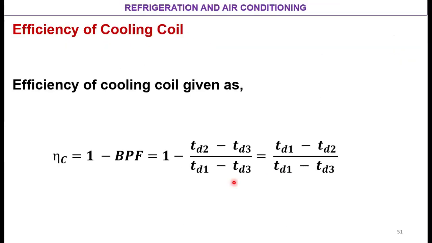On parallel lines, you can also write down the efficiency of the cooling coil, eta C. C stands for the cooling coil. So 1 minus bypass factor of the cooling coil, so 1 minus TD2 minus TD3 divided by TD1 minus TD3. Or after simplification, we can have it as TD1 minus TD2 divided by TD1 minus TD3. So you should remember the equations for bypass factor of heating and cooling coil and efficiency of heating and cooling coil. Is that fine? Yes, sir.